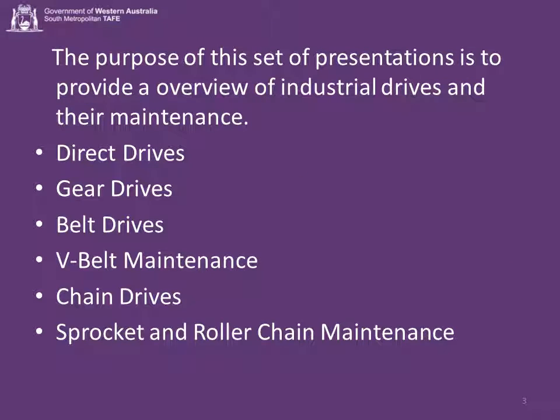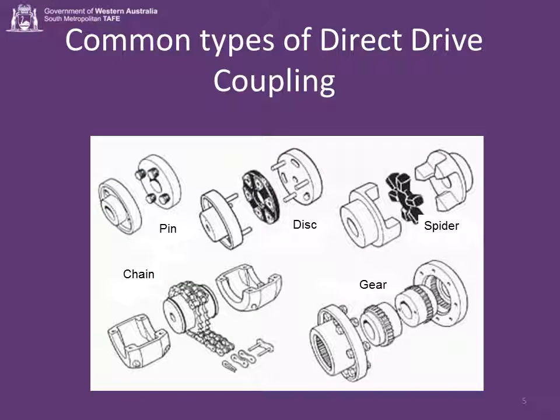Right, so, the purpose of this set of lectures is to provide an overview of the general types of drives used in industry. First type we'll be looking at is direct drives. It's not a good idea to rigidly connect together what's supposed to be coaxial lined up shafts. Any misalignment will cause bending stresses and vibration.